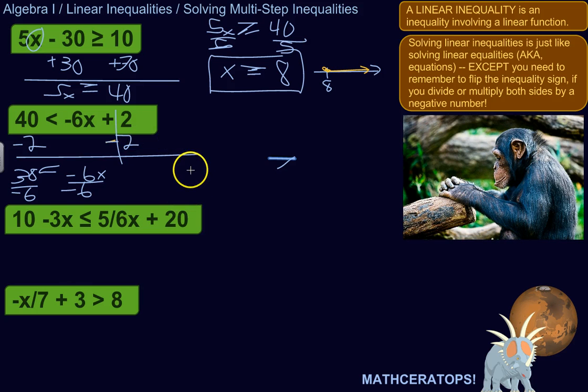So 38 divided by negative 6 would be negative 6 and 1/3. I got that because 6 goes into 36 6 times, and then you've got 2 left over to make it 38. So your remainder would be 2 out of 6, which reduces to 1 out of 3, and this is negative. So negative 6 1/3 is greater than x. We flipped the direction of the sign because we divided or multiplied both sides of the equation by a negative number. So there we go.